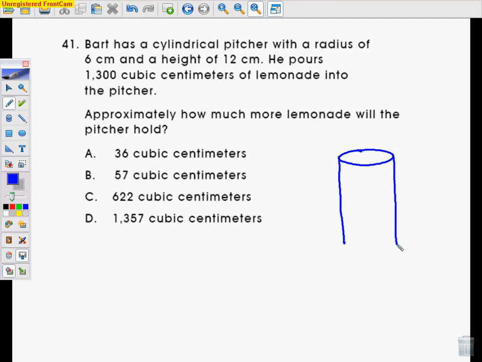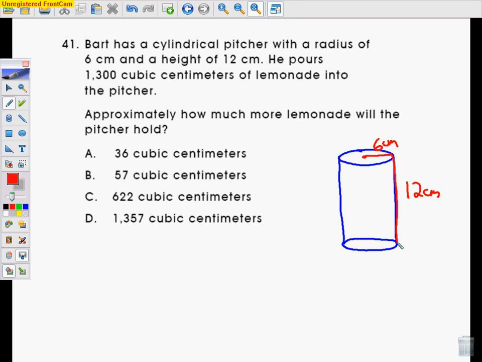Okay. I'm not the best drawer, so you have to bear with me. All right. So there's our cylindrical pitcher. It has a radius of 6 centimeters. So a radius meaning going from the center. Let's do a different color here. It goes from the center to the edge, 6 centimeters. And a height of 12 centimeters. So that's from here to here. It's 12. He pours 1,300 cubic centimeters of lemonade into the pitcher. Approximately how much more lemonade will the pitcher hold?